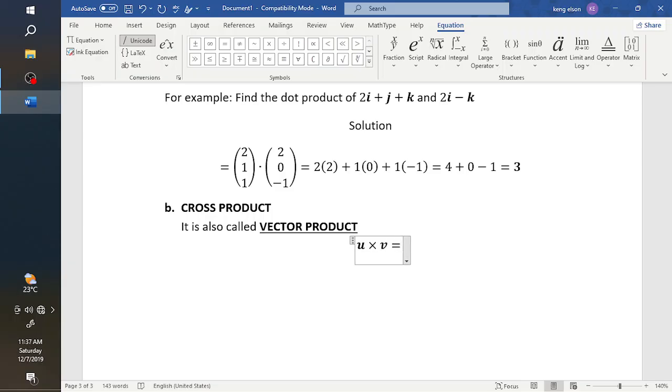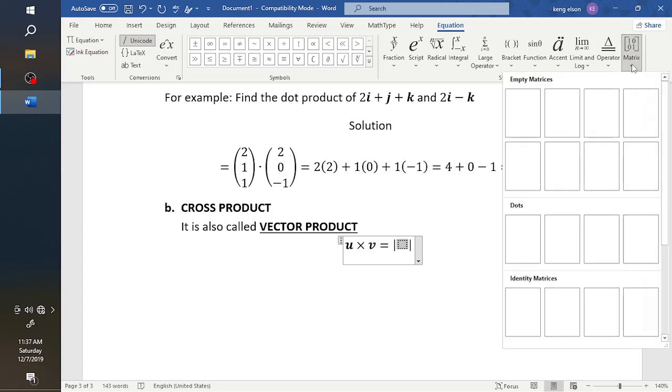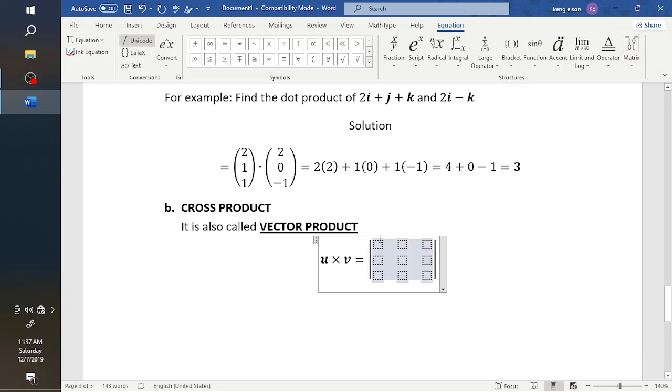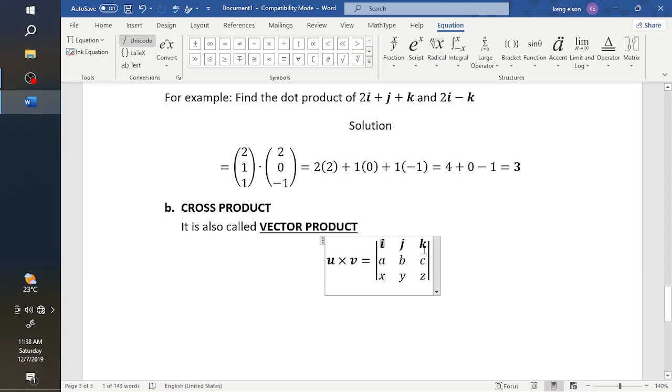So u cross v is equal to, first of all, we have to create a 3 by 3 matrix where the first row has i, j, k. Then we input the entries of the two vectors in this order. That is, we start with u, then we move to v. For u, the first one is a, the second one is b, and the third one is c. Now for v, the first one is x, the second one is y, and the third one is z. So you see the i component is a and x, the j component is b and y, and the k component is c and z.